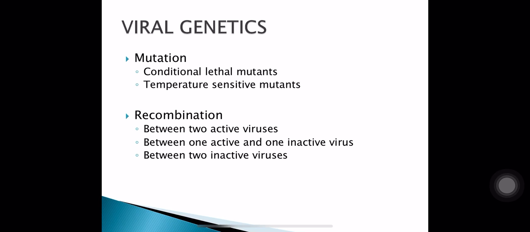Then recombination of viral genetics can take place between two active viruses, between one active and one inactive virus, and between two inactive viruses. The genes of two viruses can get combined, and from this combination a newer set of genes can develop which has features of both the parent viruses.